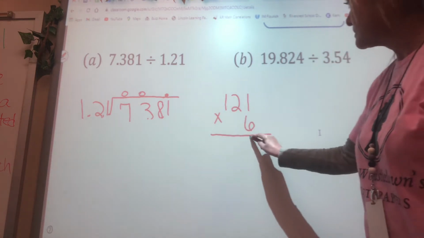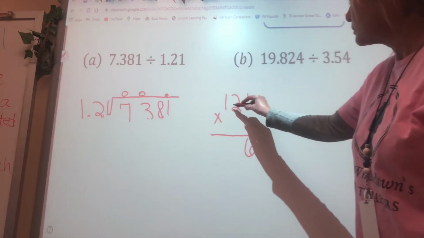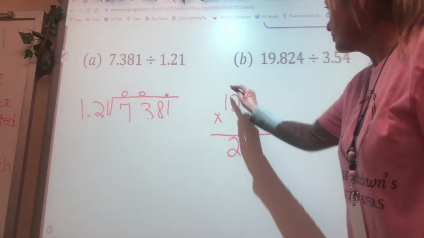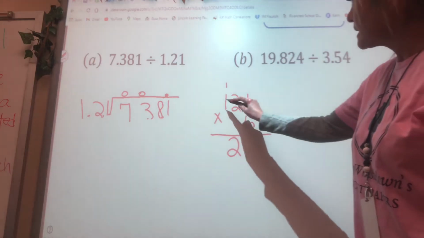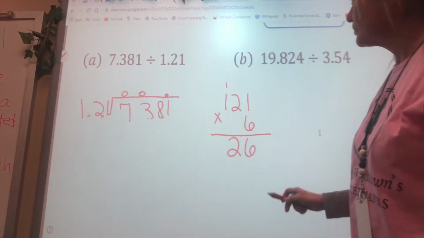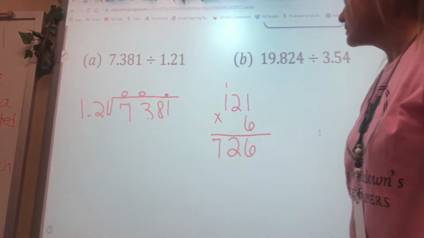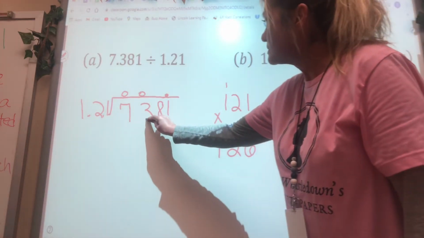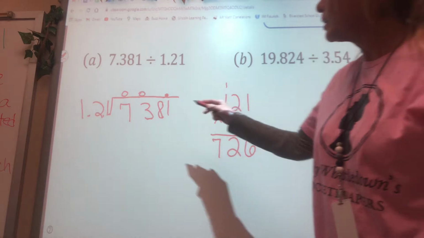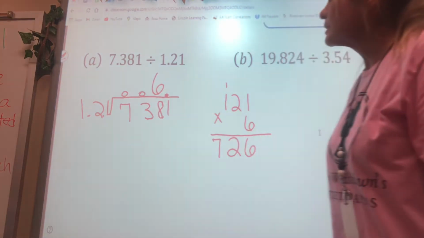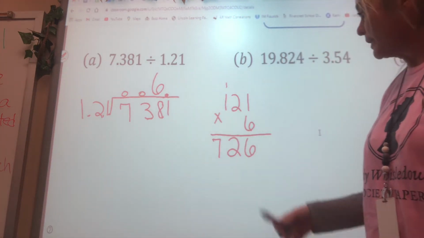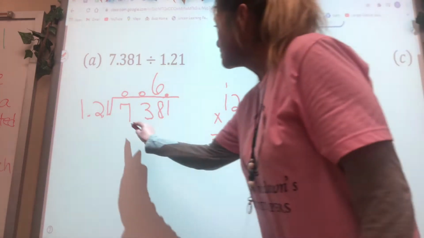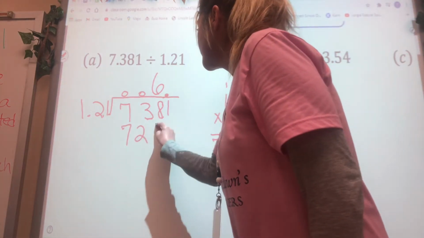6 times 1 is 6. 6 times 2 is 12. Carry our 1. 6 times 1 is 6, plus the 1 that we carried is 7. So yeah, 726 is just a little bit smaller than 738. So now we know it'll go 6 times. And we don't have to redo the math because we just worked it right here. So 726.